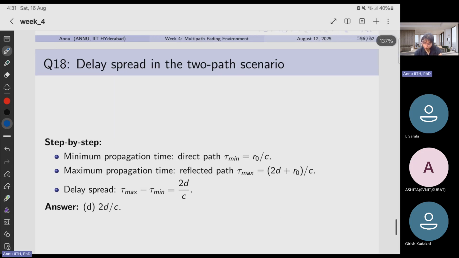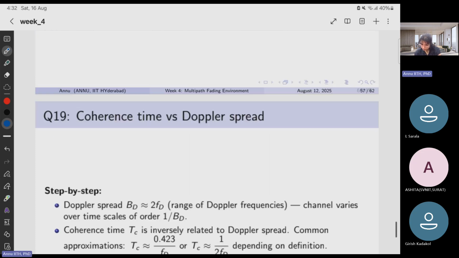Delay spread in the two-path scenario. The minimum propagation time, which is the direct path, is equal to R naught by C. The maximum propagation time of the reflected path is 2D plus R naught by C. And if you calculate the difference between these two, R naught is the initial distance, right? It's 2D.